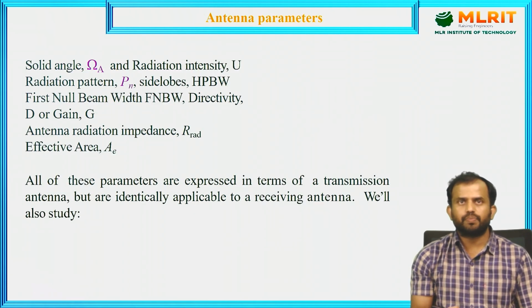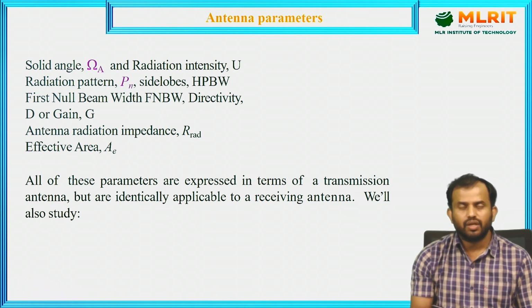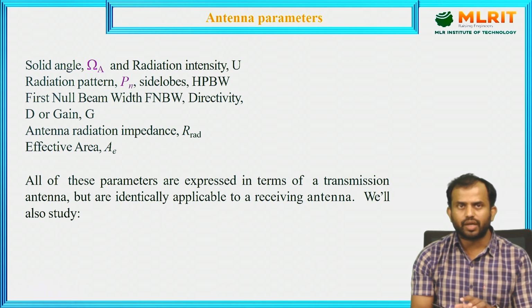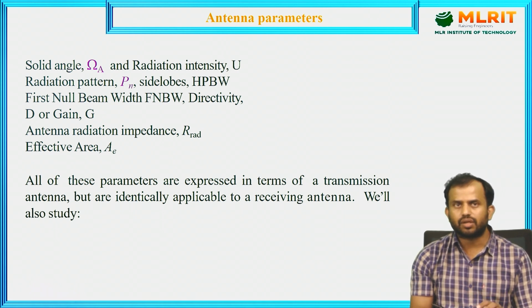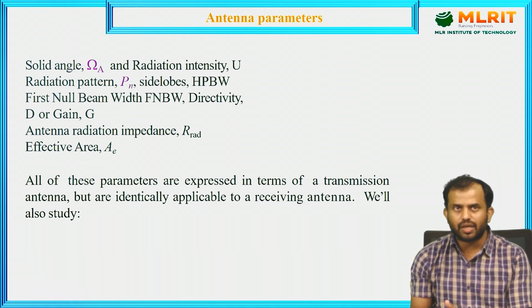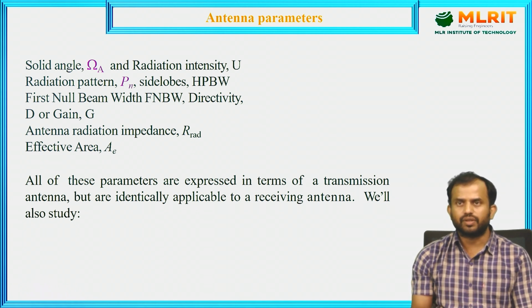So coming to the parameters of antennas, we discuss solid angle, which means radiation intensity, radiation pattern, side lobe levels, half-power beam width, full null beam width, directivity, etc. These are the important parameters. While we design any kind of antenna, we mainly consider these respective parameters, because only when we achieve the parameters with respect to the transmit section as well as the receiver section is the antenna practically working under the frequency in free space communication.